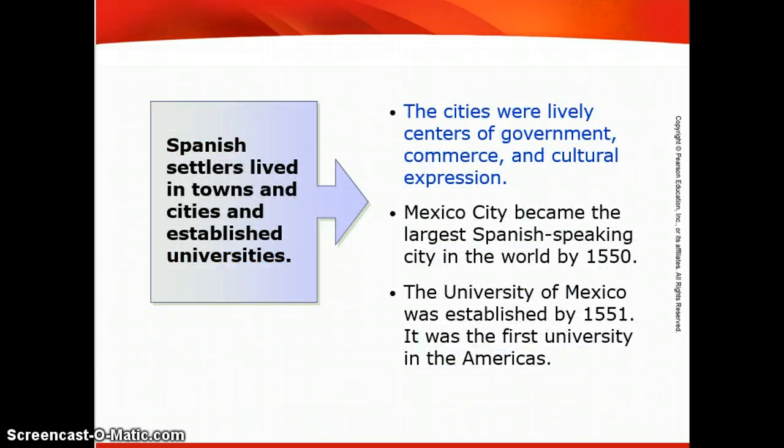Spanish settlers lived in towns and cities and established universities. The cities were lively centers of government, commerce, and cultural expression, and they were set up just like a European city would be. Mexico City, where Tenochtitlan was, became the largest Spanish-speaking city in the world by 1550, and the University of Mexico, which was established in 1551, was the first university in the Americas. Harvard is the first university in North America, being established in 1636, but the University of Mexico was the absolute first in the Americas.